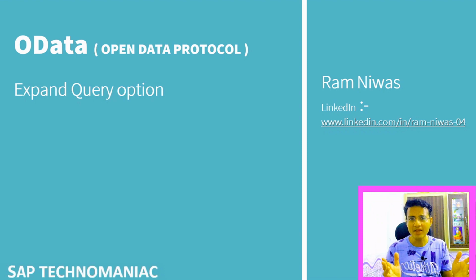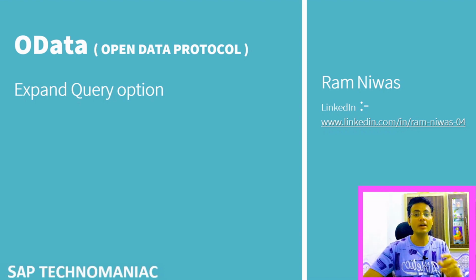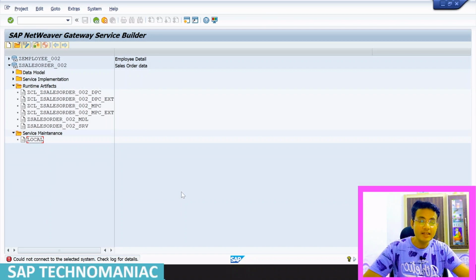There are two ways. One way is that the SAP framework provides it, so whenever you run the expand query option, it will work automatically. And the second way is that we have to implement our own code to run this particular expand query option. We will see both ways in this video. Let's get started. Let's quickly revise whatever we have done till now.